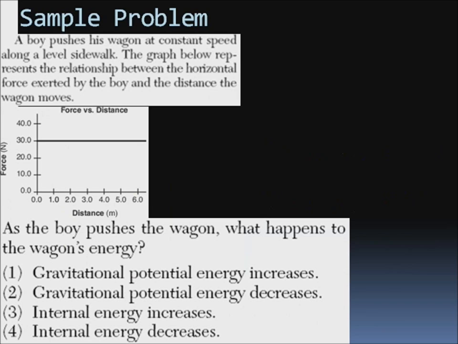Another concept closely related to work is power. Power is the rate at which work is done. Its units are joules per second, which we know as the watt. And its formula is power equals work over time. But there's a little more to it than that.